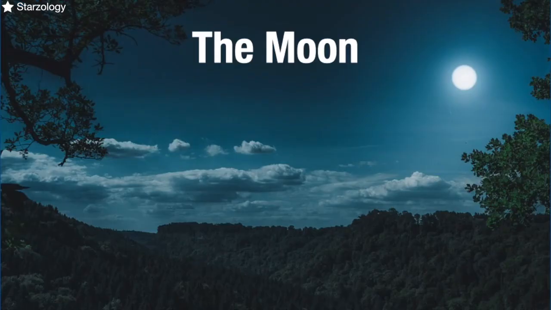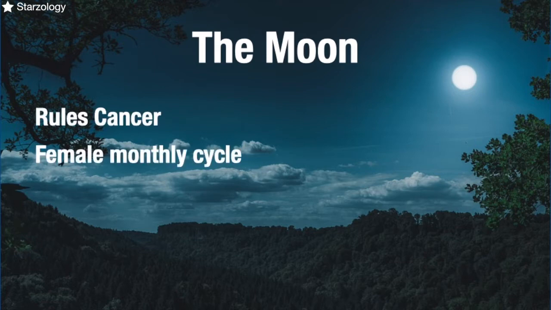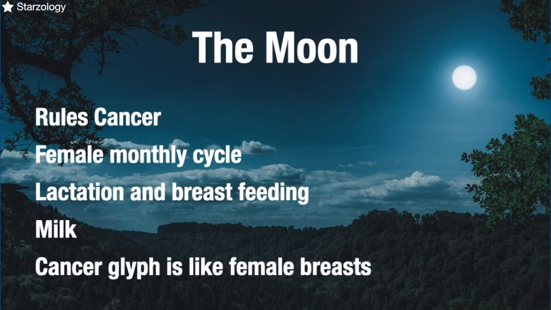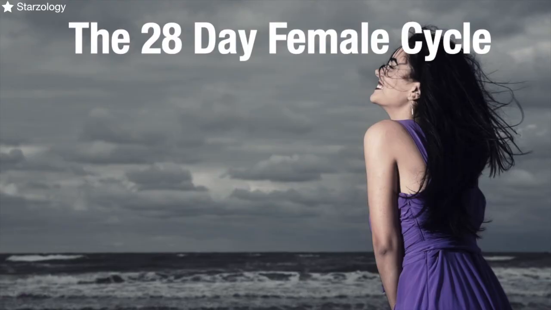So we're going to be looking at the sun and the moon, just a bit of an overview on the moon. So in astrology, the moon rules Cancer, the sign of Cancer. It rules the female monthly cycle. It rules lactation and breastfeeding, which is basically the same thing, but lactation is the production of the milk. Milk in general, and the Cancer glyph itself is actually shaped like female breasts. So there's quite a lot going on there that is to do with women, the female cycle, and breastfeeding, which is totally and utterly a woman's thing.